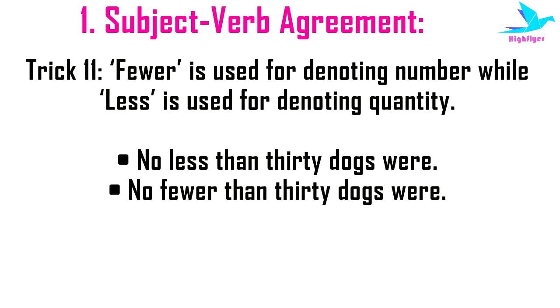Fewer is used for denoting number, while less is used for denoting quantity. For example, "no less than 30 dogs were." Now this statement is incorrect. The correct form of this is "no fewer than 30 dogs were."